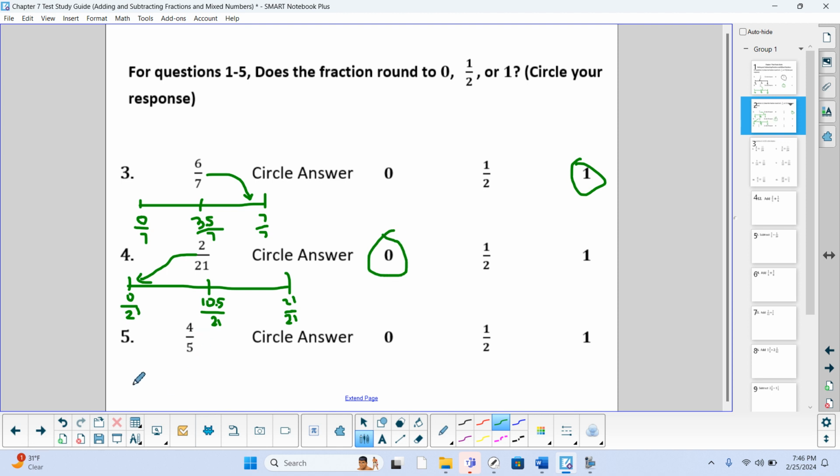And the last one, 4/5. Well, 0/5 would be here if I had a number line. 5/5 would be here. In the middle would be 2.5/5. Kind of running out of room, so I'm going to write a little bent fraction bar. So 2.5/5, while 4/5 would be closest to 5/5, so this would round to 1.